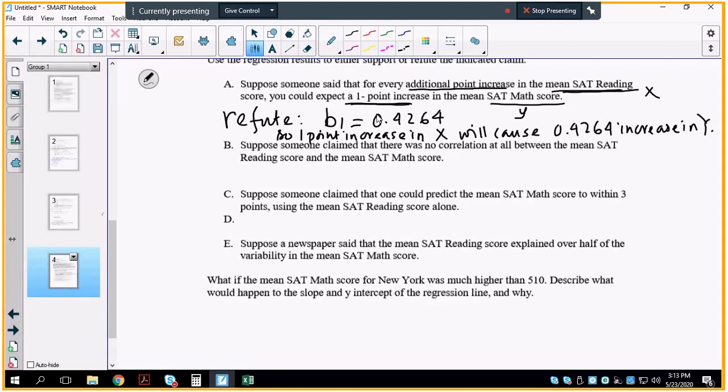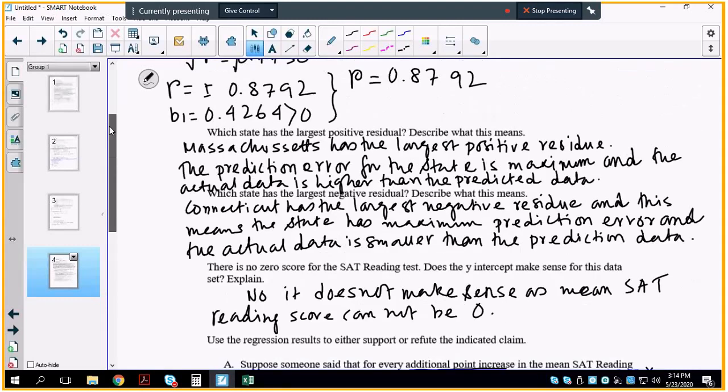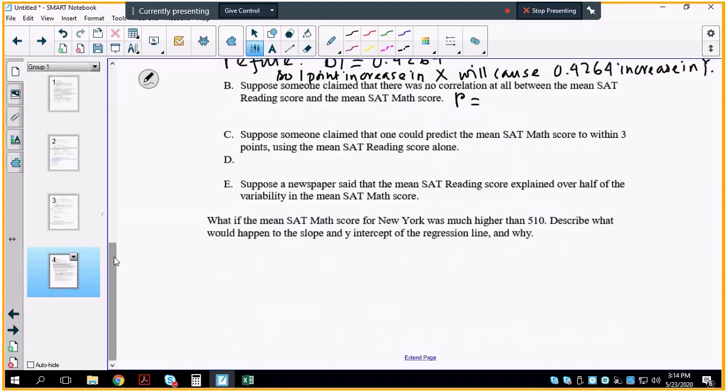Suppose someone claimed that there was no correlation at all between mean SAT reading score and mean SAT math score. Will you accept or refute? So far what I have shown you, it seems like there is some correlation. But remember, we did not do the deterministic test yet. What is the deterministic test? Not only will you need the correlation coefficient, which we found out to be 0.8792. Because it is already positive, it doesn't matter whether we take the absolute value of R or not. I'm still going to do it. 0.8792. And I'm going to find the sample size. The sample size is 5.